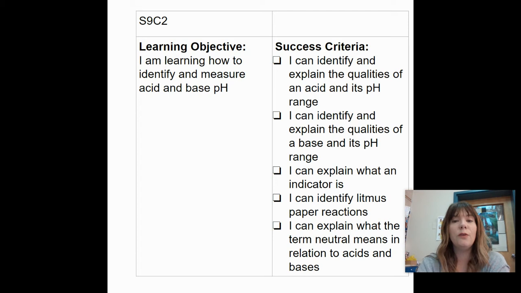You can tell that you've learned this by explaining qualities of acids and where its pH falls. You can identify bases and its pH. You can explain what an indicator is. You can tell me what a litmus paper is and how it reacts to acids and bases, and what the term neutral means in regards to acid and base.